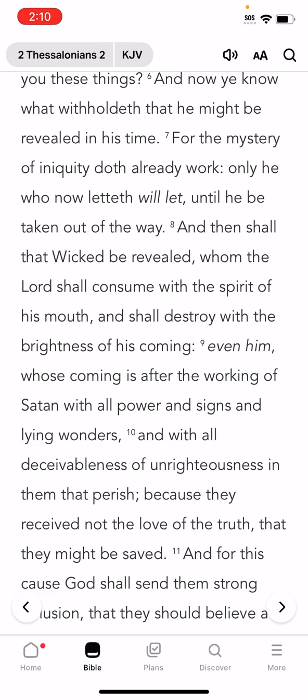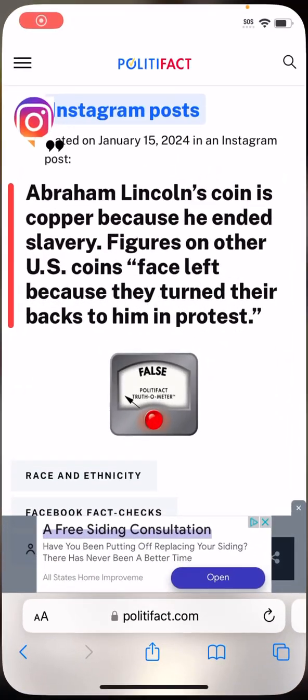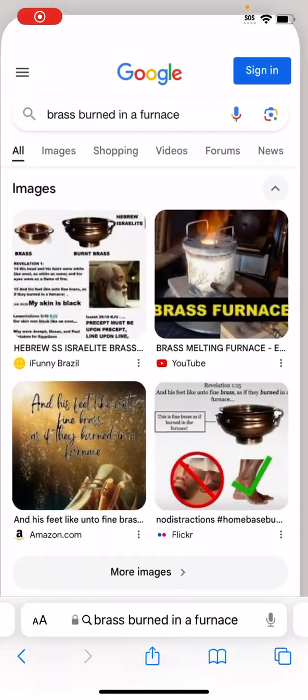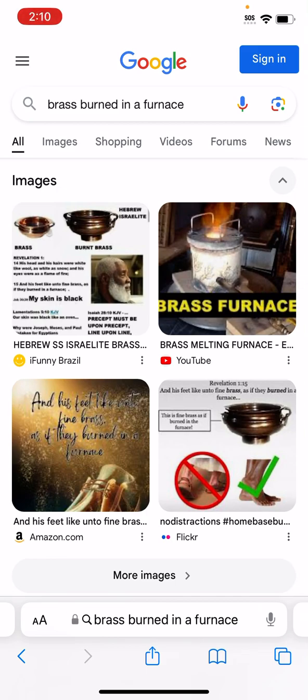Now, there was one other thing I looked at too, and I think a brother might have posted this. I was looking at this, and it says brass burnt in a furnace. Now, I'm about to ask you something, and we all know, before I even get to it, let me go to here.